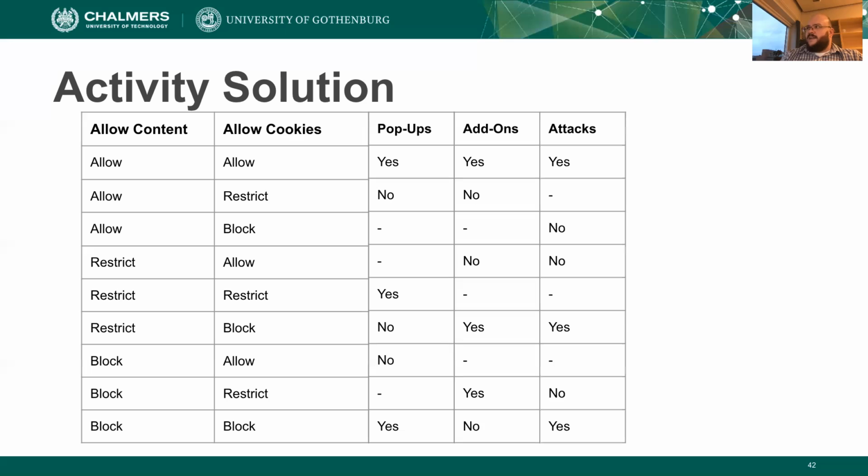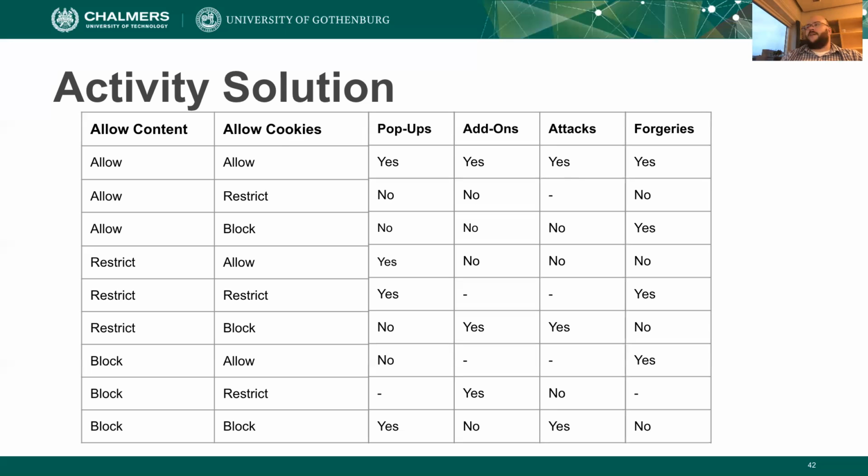Okay, now we're going to add in another one. We add in attacks, and now we're going to cover all combinations of attacks and allow content, attacks and allow cookies, attacks and pop-ups, attacks and add-ons, right? And again, we can do this without adding any more test cases in. And then finally, forgeries is our last one, and that requires filling in a couple of these on the pop-ups, but still, we can do this within our 9 test cases, right?